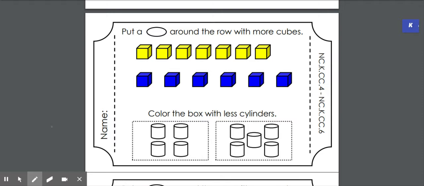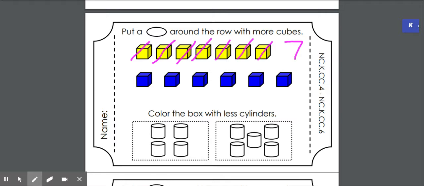You count with me. 1, 2, 3, 4, 5, 6, 7. How many? 7. Miss Ingram also likes to write her number beside her group because that might help me later. And you see how I marked through every cube as we counted. That helps Miss Ingram remember, oh, I've already counted that one. I don't need to count it again.